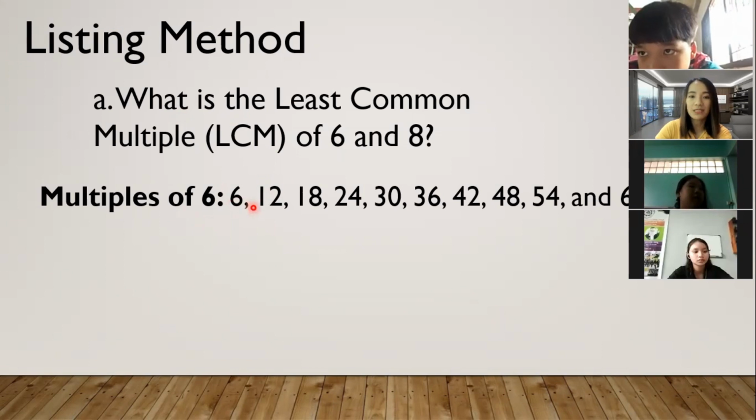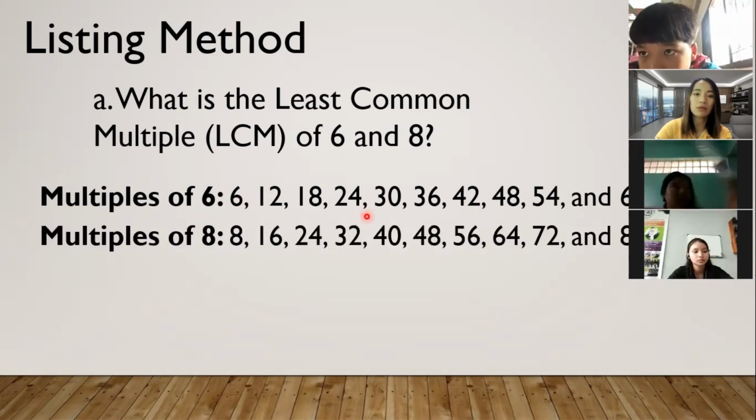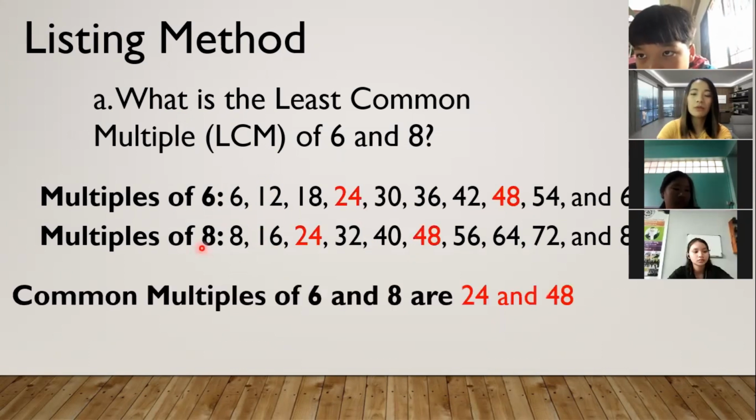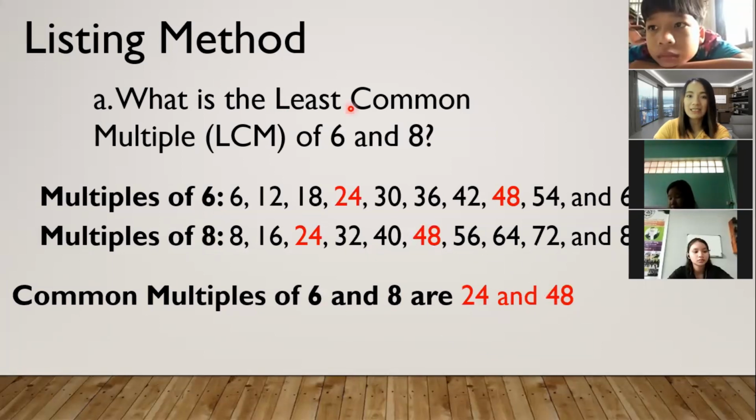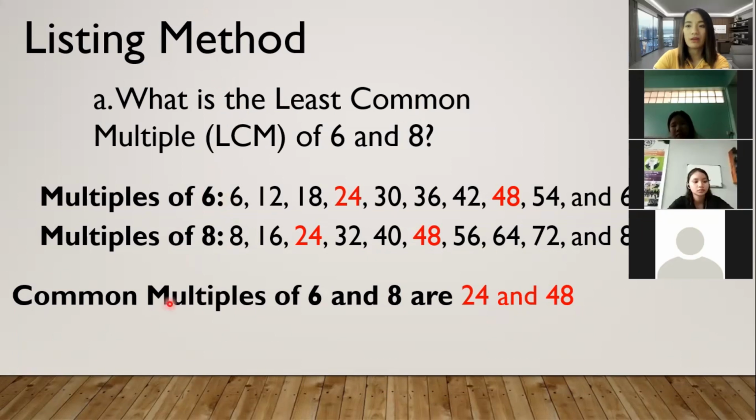Okay, so multiples of 6, these are the numbers. And next, multiples of 8. Next, we have the common multiples of 6 and 8. We have 24 and 48. What is the least common multiple of the two numbers? Least meaning the smallest common multiple. What's the answer? Is it 24 or 48? 24. Very good. So the LCM of 6 and 8 is 24.